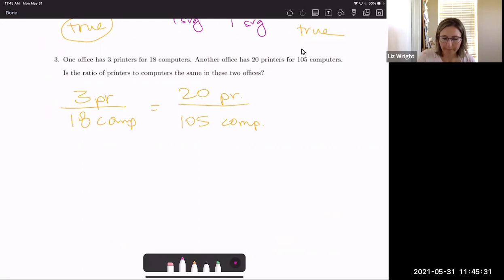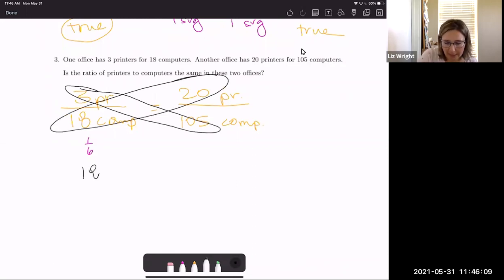Well, let's check. One thing I'm noticing, by the way, like what my brain just kind of looked at, is the fact that 3 over 18 would reduce to 1/6. 20 over 105 is not going to be 1/6. It's going to be like 20 over 100 would be 1/5. And then 20 over 105 is going to be a little bit smaller. So it's not going to be 1/5, but it's going to be close to 1/6, but not exactly. So it's already not true. But I don't want to write all that reasoning out. I'd rather just show in numbers. So I'm going to go ahead and just cross multiply.